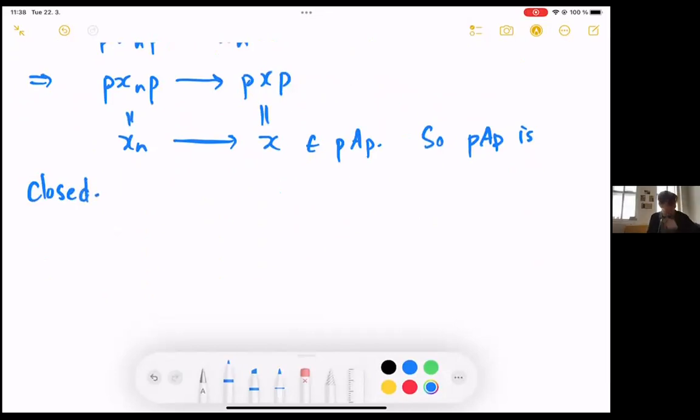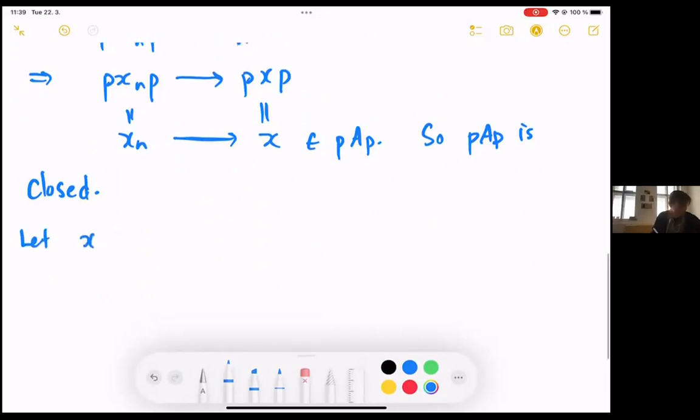Okay, so now the more important part, we want to see that it is hereditary. So let X be a self-adjoint element.